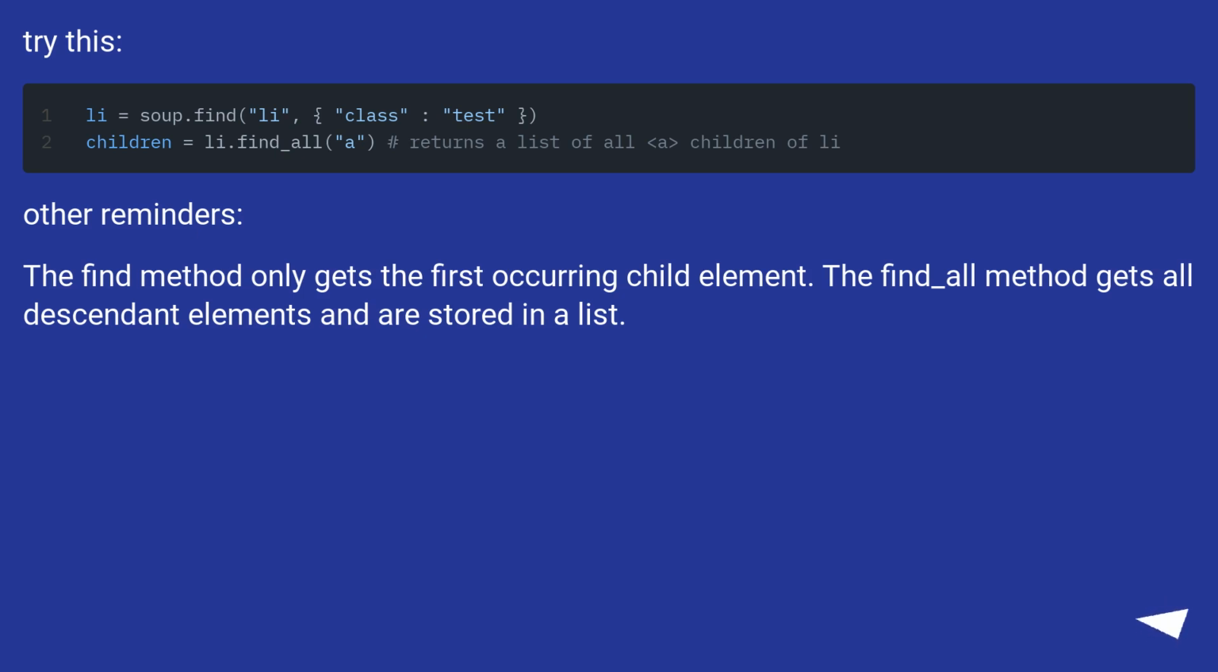Other reminders. The find method only gets the first occurring child element. The find_all method gets all descendant elements and are stored in the list. BeautifulSoup.